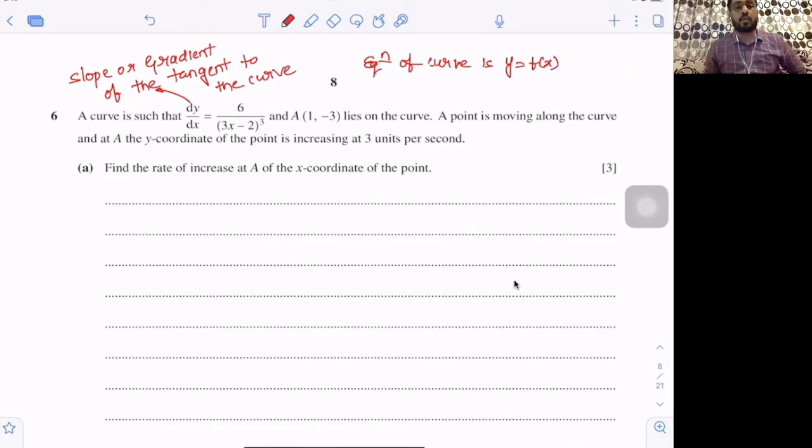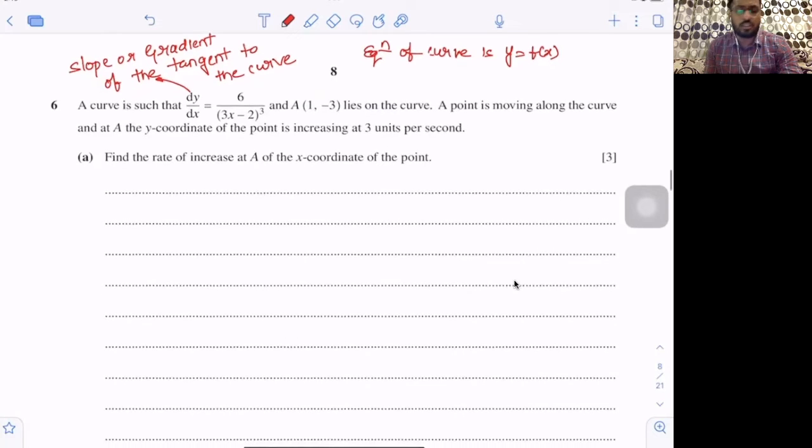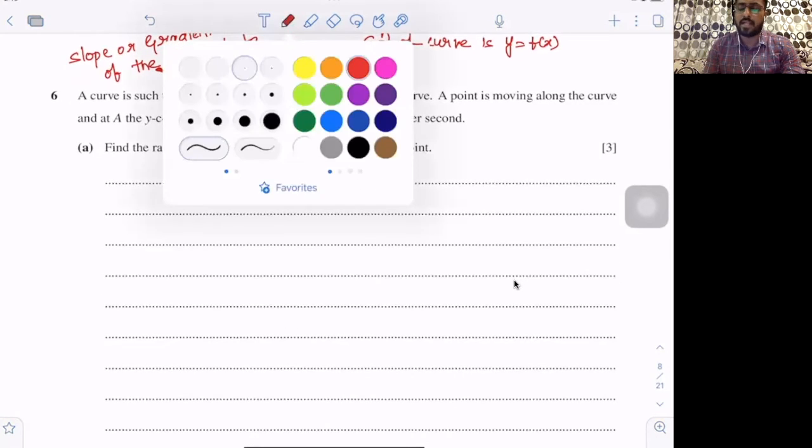Equation of the curve is y equal to f of x. It will have some equation. Now this curve has a point A whose coordinates are 1, minus 3, and this point A lies on the curve. So I do not know what this curve looks like. I'm just making some random diagram.